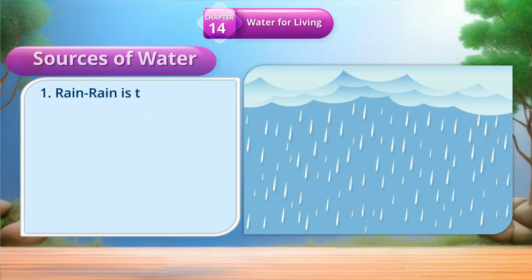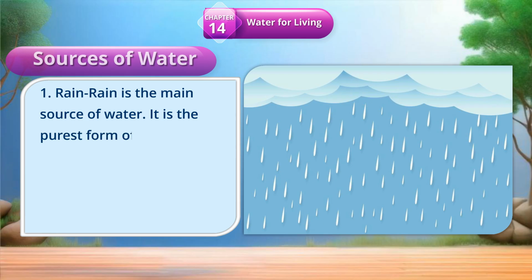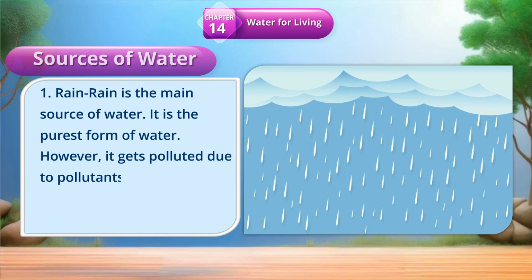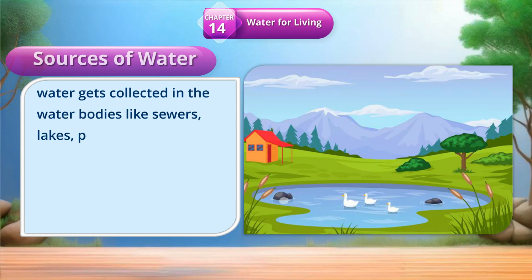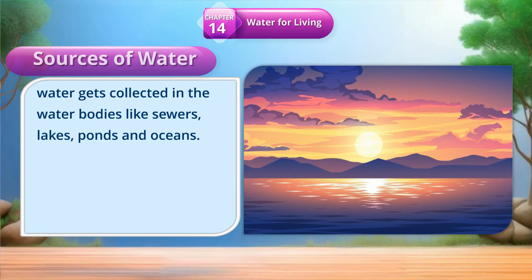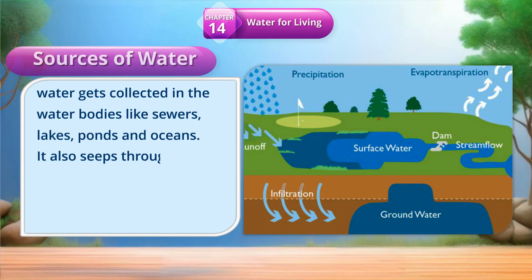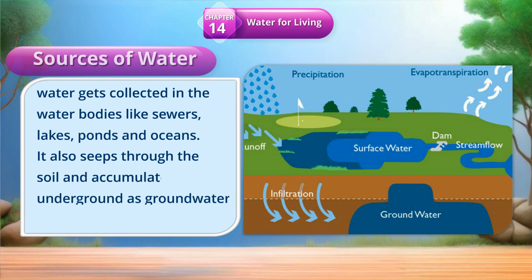1. Rain. Rain is the main source of water. It is the purest form of water. However, it gets polluted due to pollutants present in the air. When rain falls, water gets collected in the water bodies like sewers, lakes, ponds, and oceans. It also seeps through the soil and accumulates underground as groundwater.